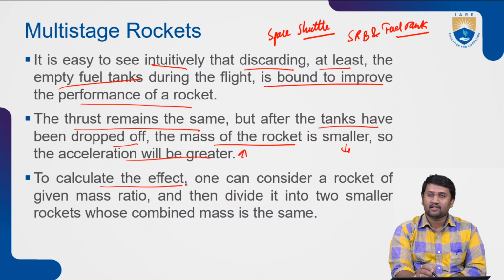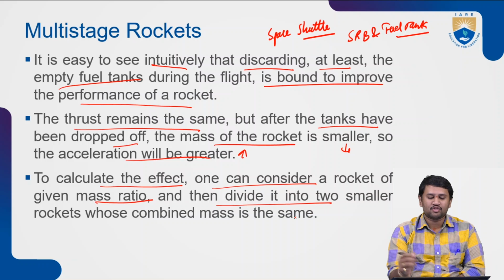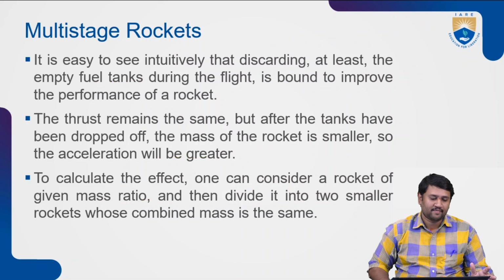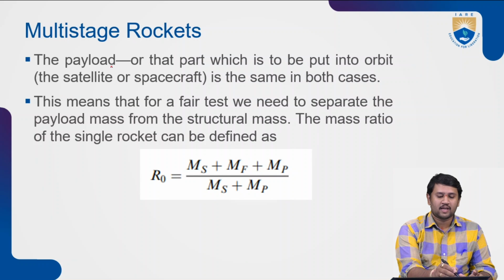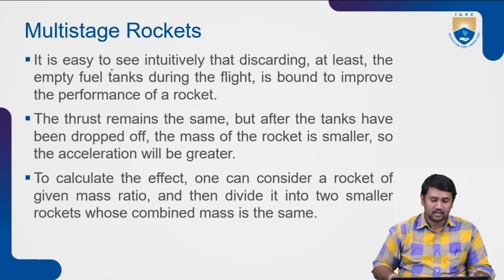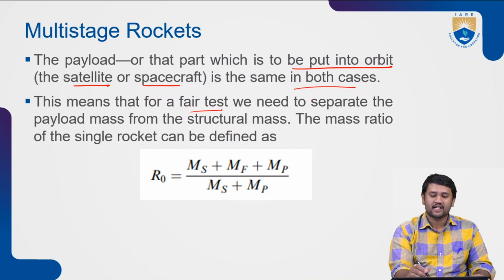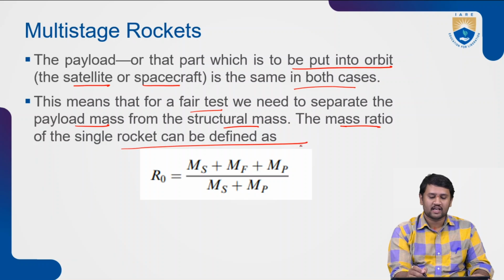Now, to calculate the effect, we can consider a rocket of a given mass ratio and divide it into two smaller rockets, where the overall mass remains the same, but as and when used, we will be splitting up the rockets continuously along the trajectory that we defined. Now, a payload, which is also a part, is put into an orbit, that is nothing but a satellite or a spacecraft. That means for this analysis, we need to separate the payload mass and structural mass, and the mass ratio for a single rocket can be defined.